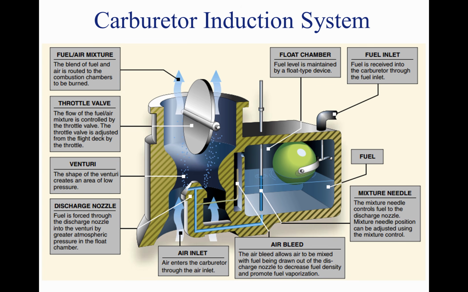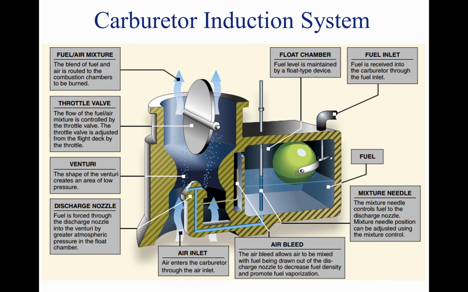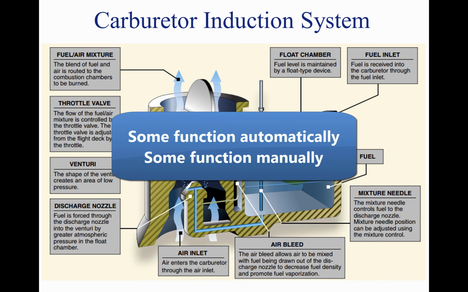Since the filter may occasionally become clogged, an alternate source of air must be available. Usually, the alternate air comes from inside the engine cowling, where it bypasses a clogged air filter. Some alternate air sources function automatically, while others operate manually.